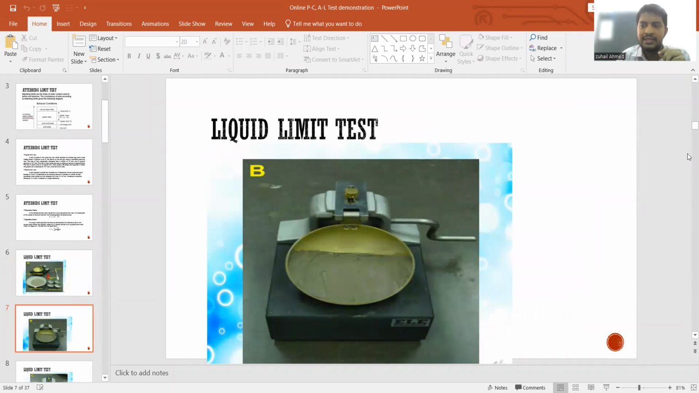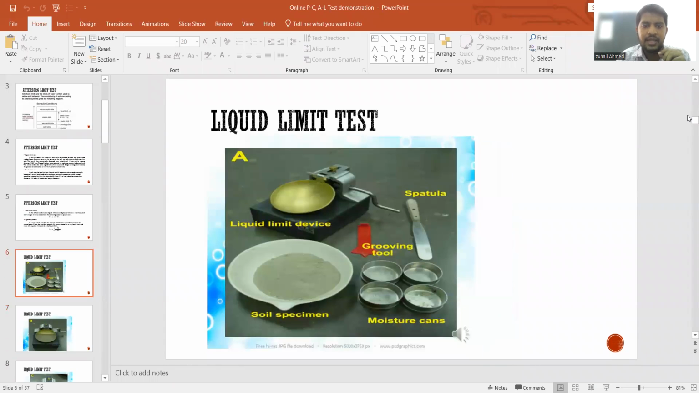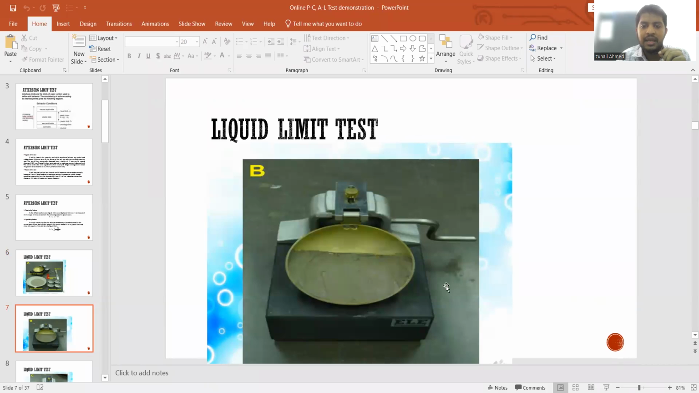Here, this is the liquid limit test Casagrande apparatus. This one we call the Casagrande apparatus. This is the soil sample. You add some water and make a paste. After that, using this spatula, you can place the sample like this figure to do the liquid limit test.